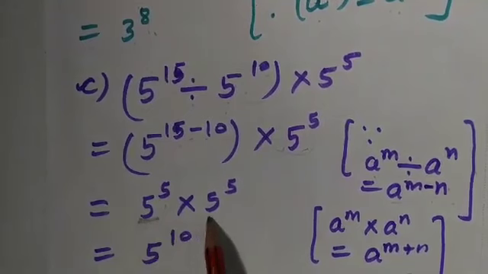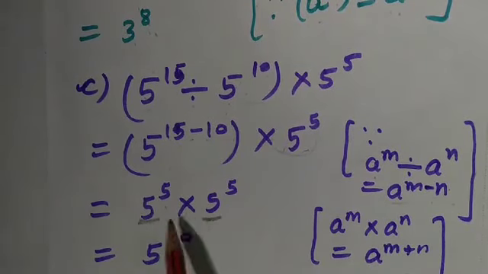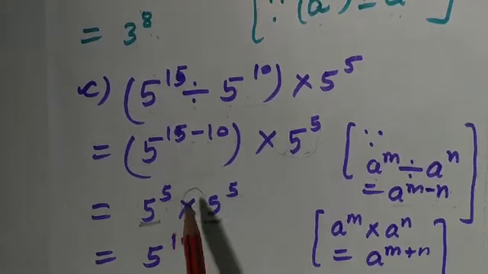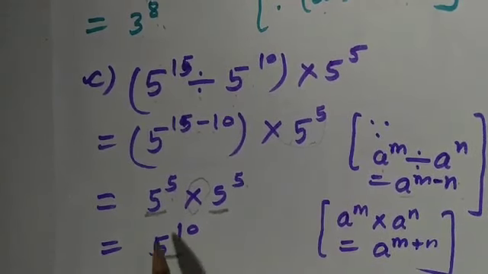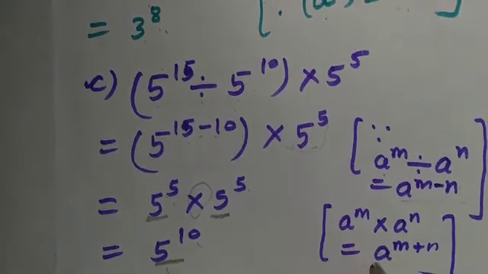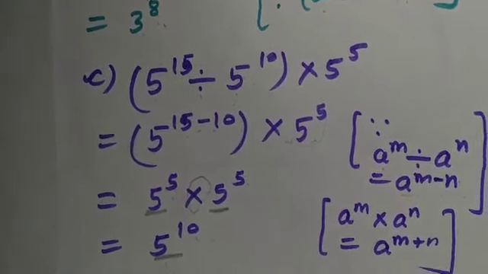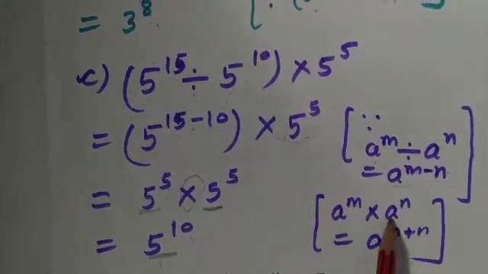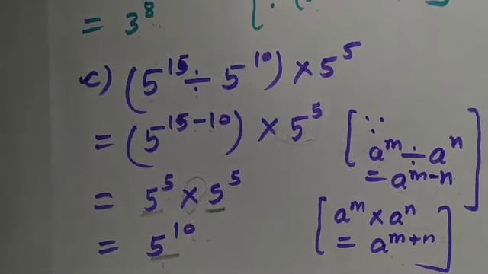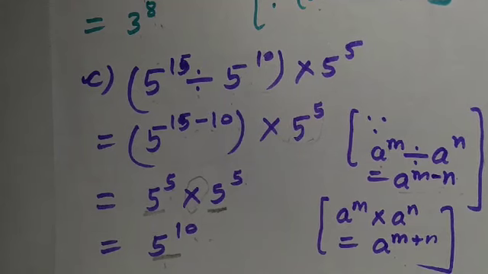Again the bases are same, and we have multiplication in between, so the powers get added. So I will simply write the answer: 5 raised to the power 10. I have applied this law, a raised to the power m into a raised to the power n is equal to a raised to the power m plus n. So this is your question number 12.